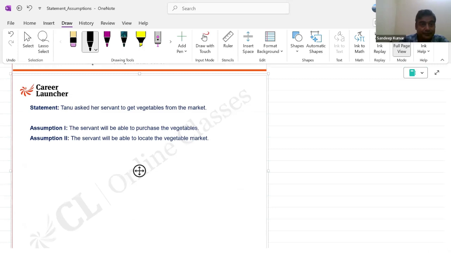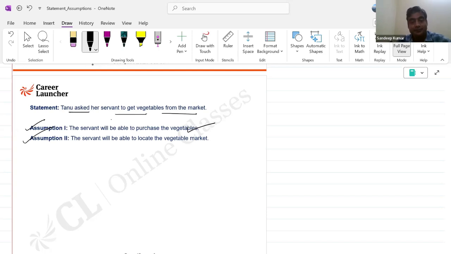Okay, the first question out here. Tanu asked her servant to get vegetables from the market. The servant will be able to purchase the vegetables. बिल्कुल सही. If Tanu felt that the servant will not be able to purchase the vegetables, will Tanu say to the servant to go down and purchase vegetables? No. The servant will be able to locate the vegetable market. बिल्कुल सही. ये दोनों चीजें अगर तनु को पता है तभी तनु सामने वाले को कहेंगी कि जाकर vegetables ले आइए. So in this case, if you find both assumption 1 and assumption 2 are implicit.